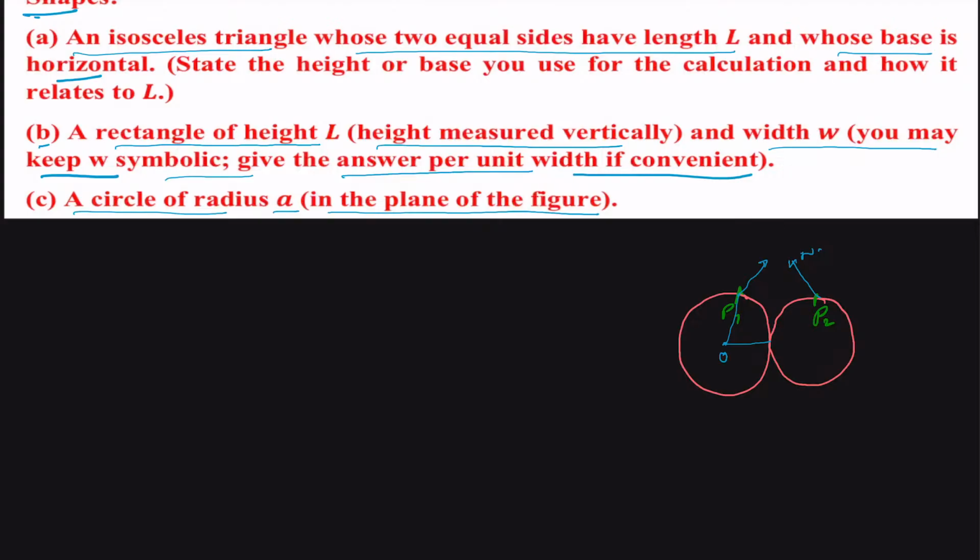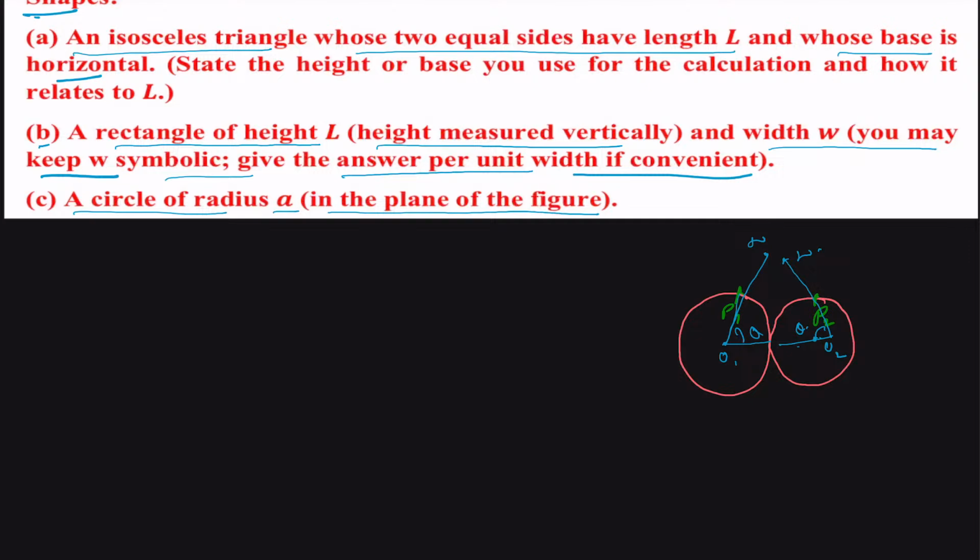If O1 is the center of the first cylinder and O2 is the center of the second one, then this angle will be theta, and similarly for the other part also. So let me draw the normals: this is normal 1 and this is normal 2, and once again this angle will be theta. This is true for all our figures, so we are going to have 2 points of contact for all of them.